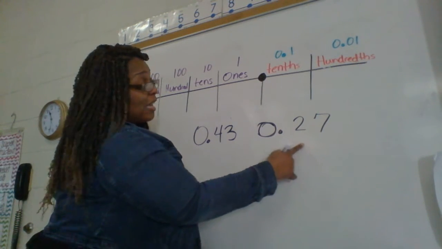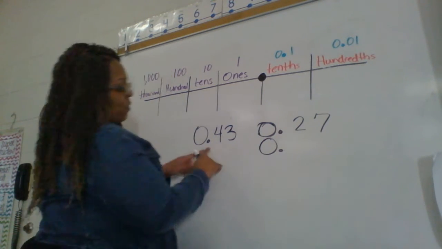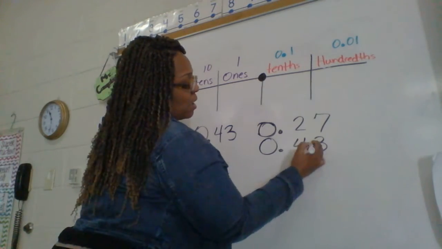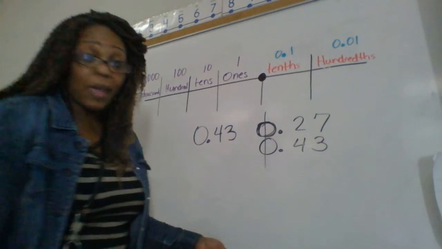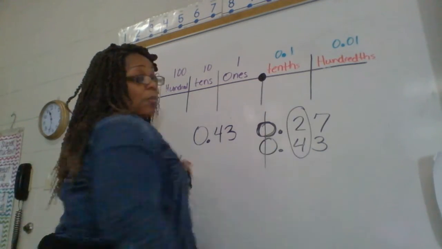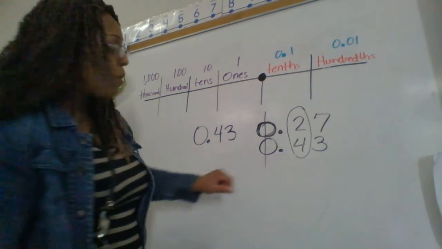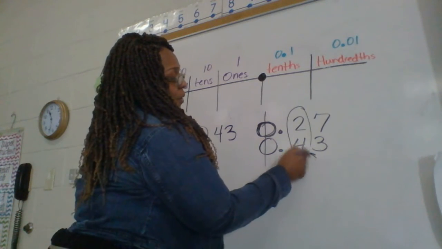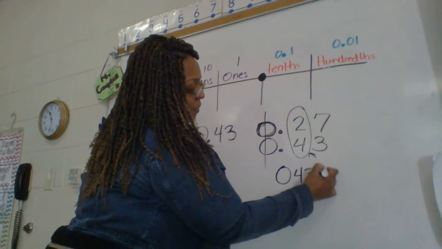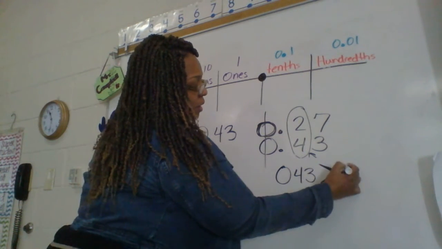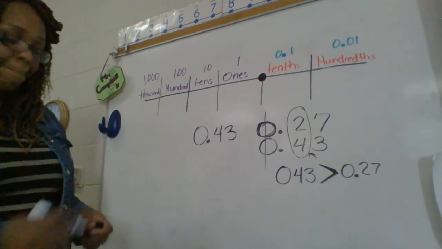So right here, if you're not thinking of it as money, you can go ahead and think of it this way. Line up that number and 43. First step is 2 zeros. They're the same, so I don't know from that. But then we look at the next 2 numbers. They're different. Which one is bigger, the 2 or the 4? Of course, the 4 is. So this is going to be our bigger number. 0.43, 43 hundredths, is greater than 0.27, 27 hundredths. Okay?